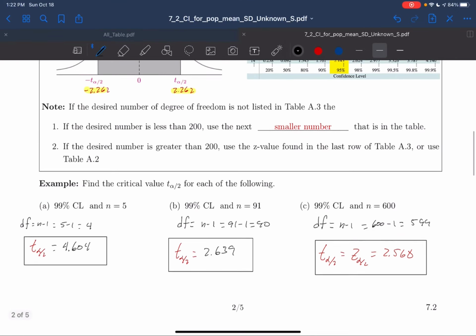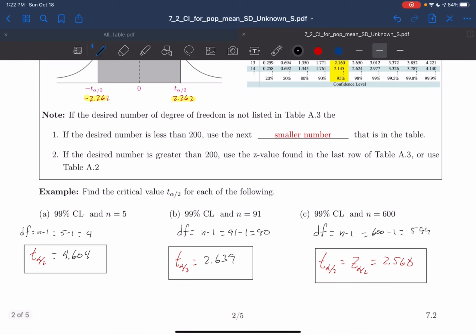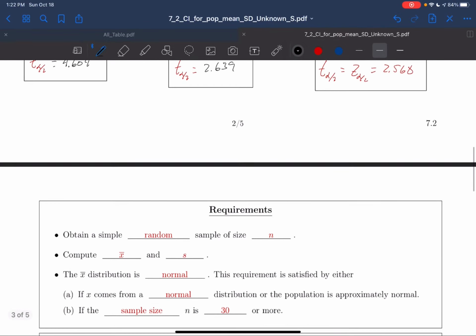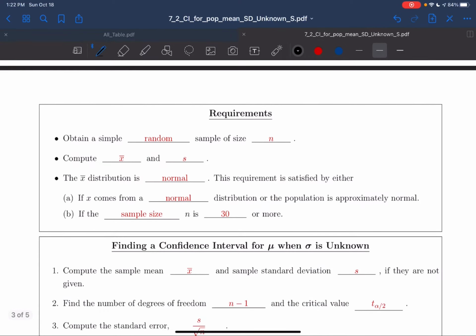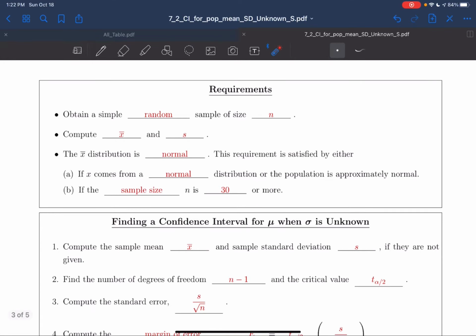Now that we have some practice computing our critical value, let's learn some of the steps to actually computing our confidence interval. Before we even start computing our confidence interval, we want to see if all of our requirements are met. So we want to see if it's obtained by a simple random sample of size n. We want to compute our x bar and s if they're not already given. And of course, we want to see if our sample mean distribution is normal.